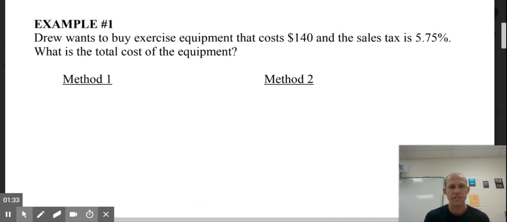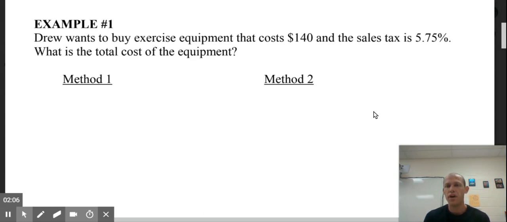So to do a couple examples with these, Drew wants to buy exercise equipment and it costs $140. The sales tax is 5.75%. What is the total cost of the equipment? Tax, which we didn't talk about above, is something that goes to the state government or the federal United States government to help run those processes.